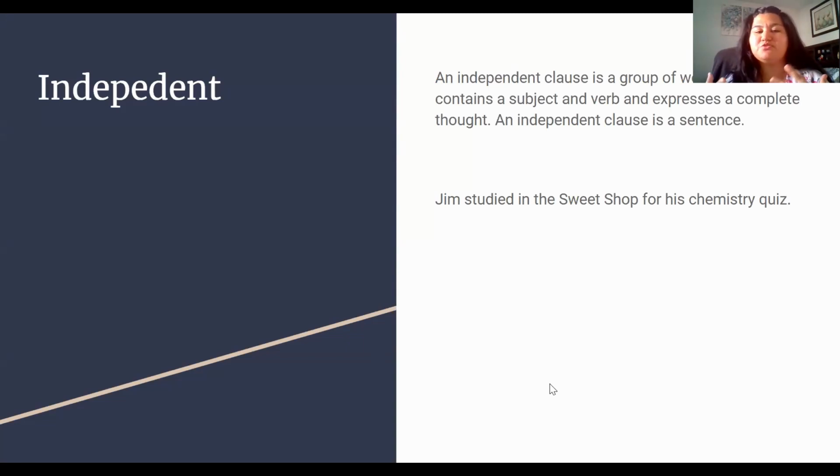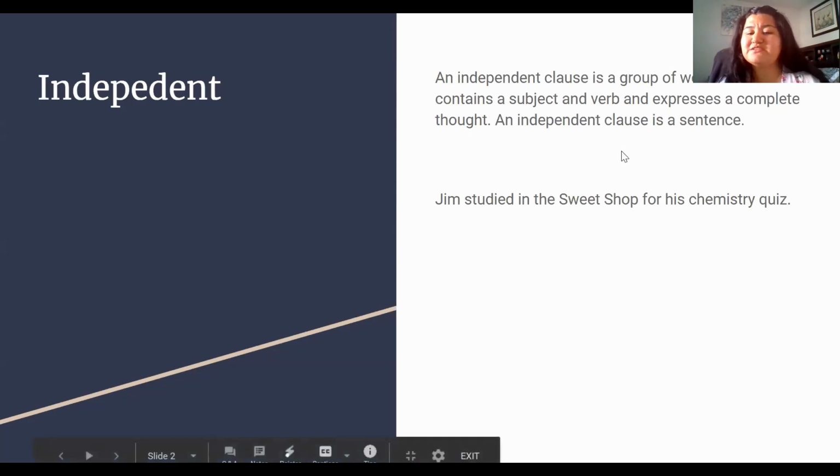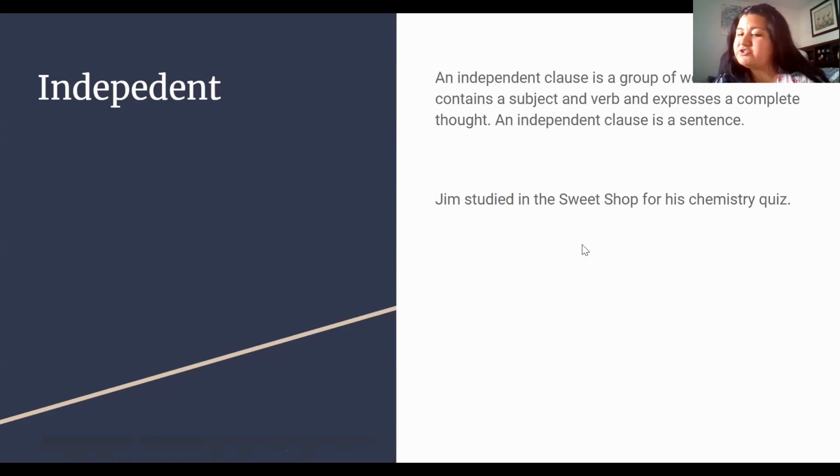So that is pretty much why independent and dependent clauses exist. It's to help out one another. An independent clause is a group of words that contains a subject and a verb. It's very important that it contains both of those to express a complete thought. So an independent clause is essentially a complete sentence. Here I have an example: Jim studied in the sweet shop for his chemistry quiz. The subject here is Jim, and what did he do? What's the verb? Studied. So that makes sense.